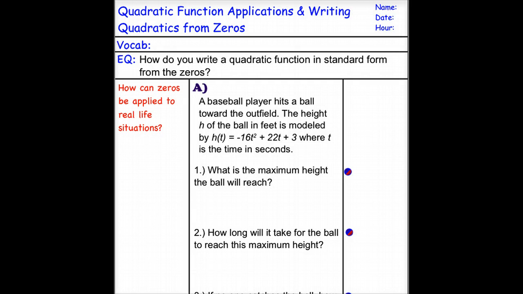Today's focus takes a look at quadratic functions in word problems to get that real-life application, as well as writing quadratics when we're given just the zeros.